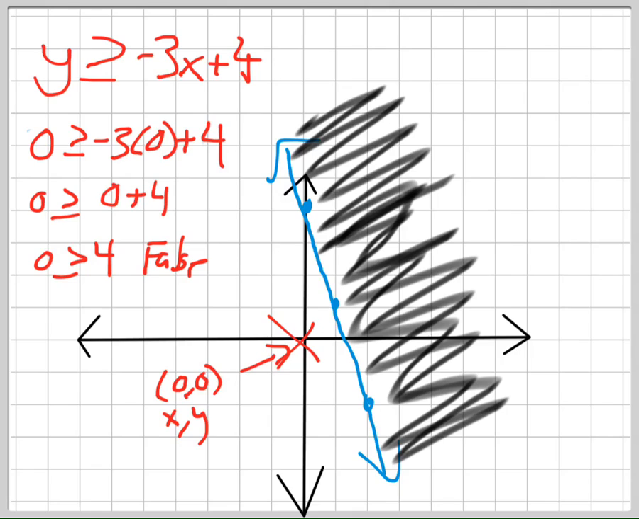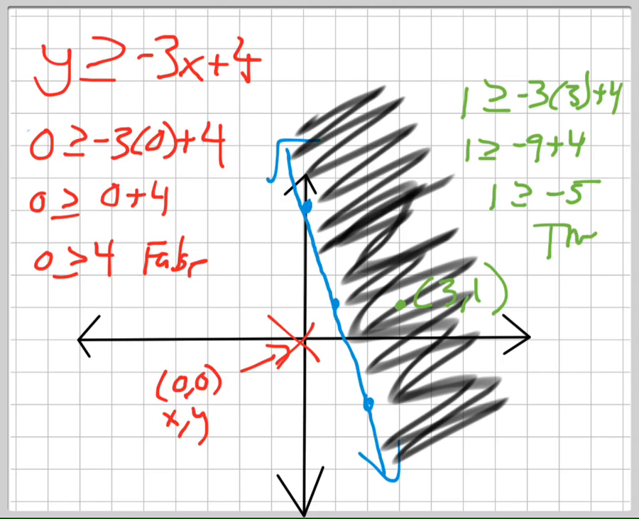For example, let's just randomly pick a point in that region and test it. Like, let's say this point, which is 3, 1, right? So let's plug in x is 3, y is 1. It should be true since we shaded it. So we get 1 greater than or equal to negative 3 times 3 plus 4. 1 greater than or equal to negative 9 plus 4. 1 greater than or equal to negative 5. That is true, right? Every point in this region should be true.